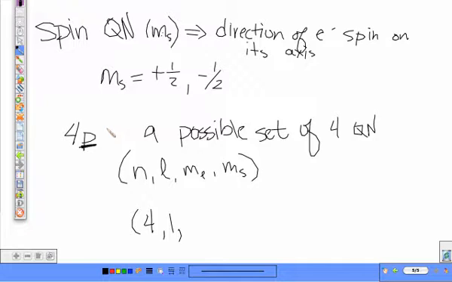So ML can be what? What are the possible values for ML? -1 to 1. Yep, so you have negative 1, 0, or 1. Which one do you want to pick? 0? Okay. And you just pick plus 1/2 or minus 1/2, and there you go. There's a possible set. So your n is always just whatever that coefficient is.